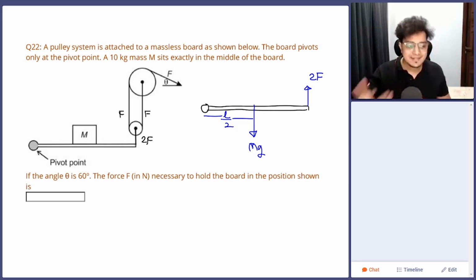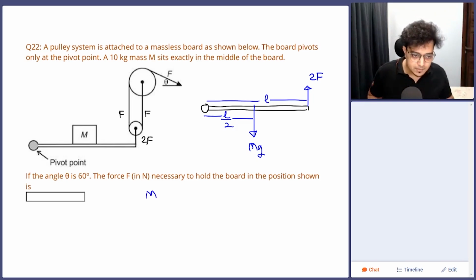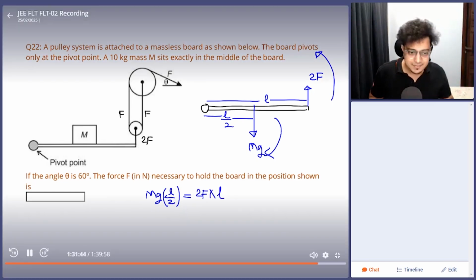Now we will use conditions of equilibrium. Forces must be equal as well as total torque must be equal. So this is the entire length of the board. So torque produced by mg will be mg into L by 2, and that will be clockwise torque, and torque produced by 2F will be anti-clockwise, that is force 2F into perpendicular distance L, right?